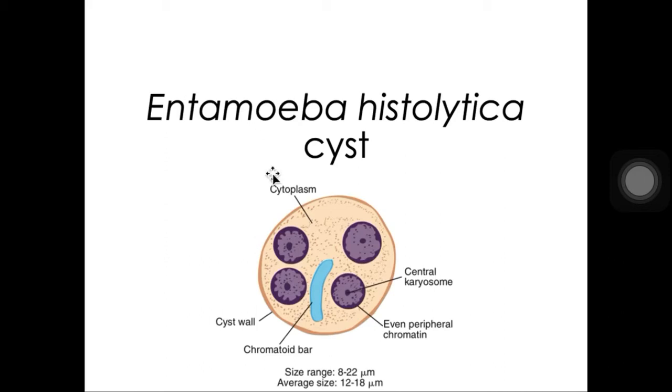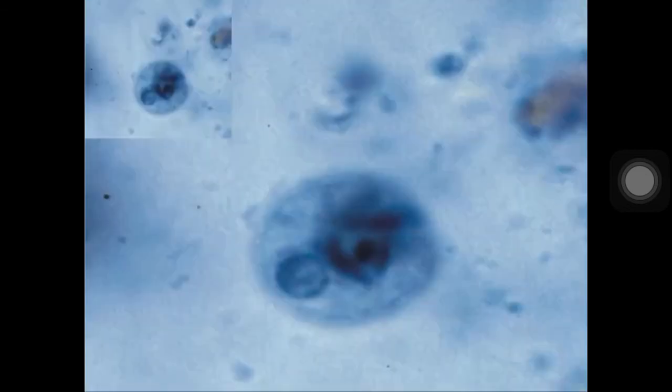Then, in addition, similar din yung kanyang karyosome, centrally located karyosome, evenly distributed peripheral chromatin. But in addition, we can see in the cytoplasm the presence of a chromatoidal bar. This is composed of ribonucleic acid, also an energizing structure for the cyst of your Entamoeba. And for Entamoeba histolytica, it is described as cigar-shaped. So we have here a cigar-shaped chromatoidal bar. So, again, that's for the illustration, but for the real image, balikan po natin.